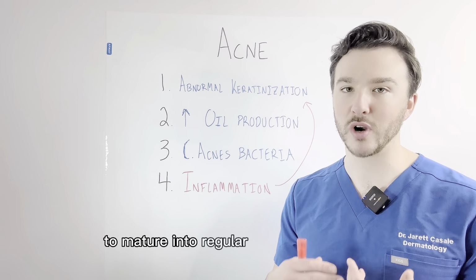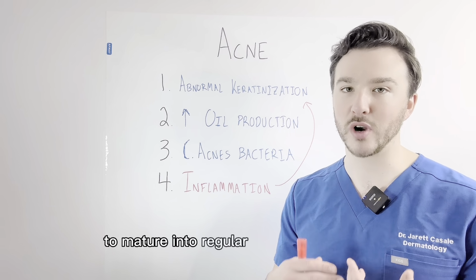Number 2, increased oil production. So increased oil production is a normal thing. We can target this with oral medications that block the receptor, the androgen receptor, like spironolactone. Also topicals like niacinamide can help with this, and green tea.